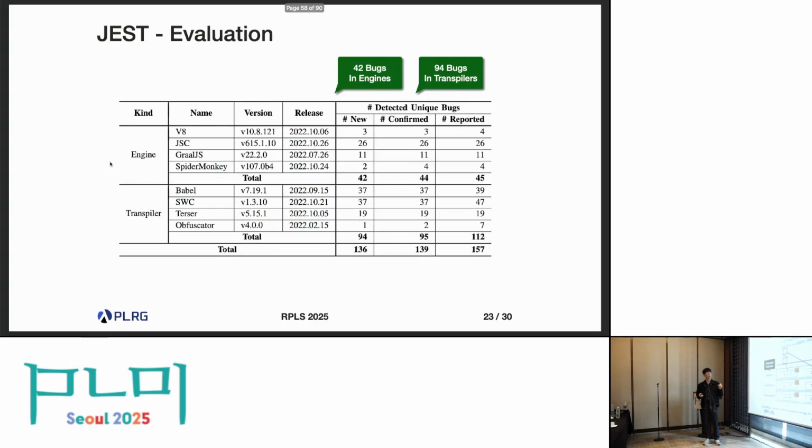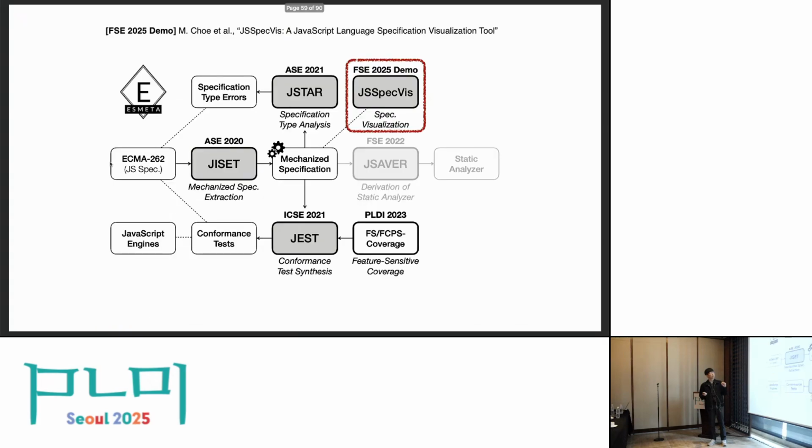Using this idea, we developed a tool named JEST, and we detected real-world engine bugs, 42 engine bugs, and 94 different transpiler bugs in real-world implementations. So this was the second application. But after synthesizing these programs and checking the coverage of the test conformance, we realized that these synthesized or filtered test programs are really helpful for advancing the understanding of the specification. So we developed another tool, JSpec, a specification visualizer.